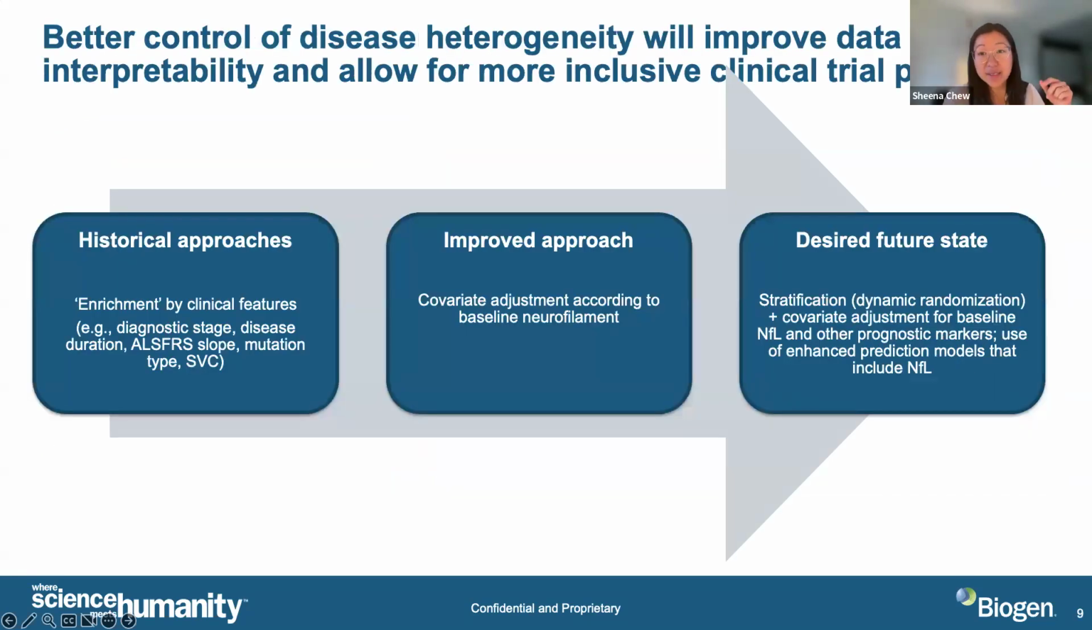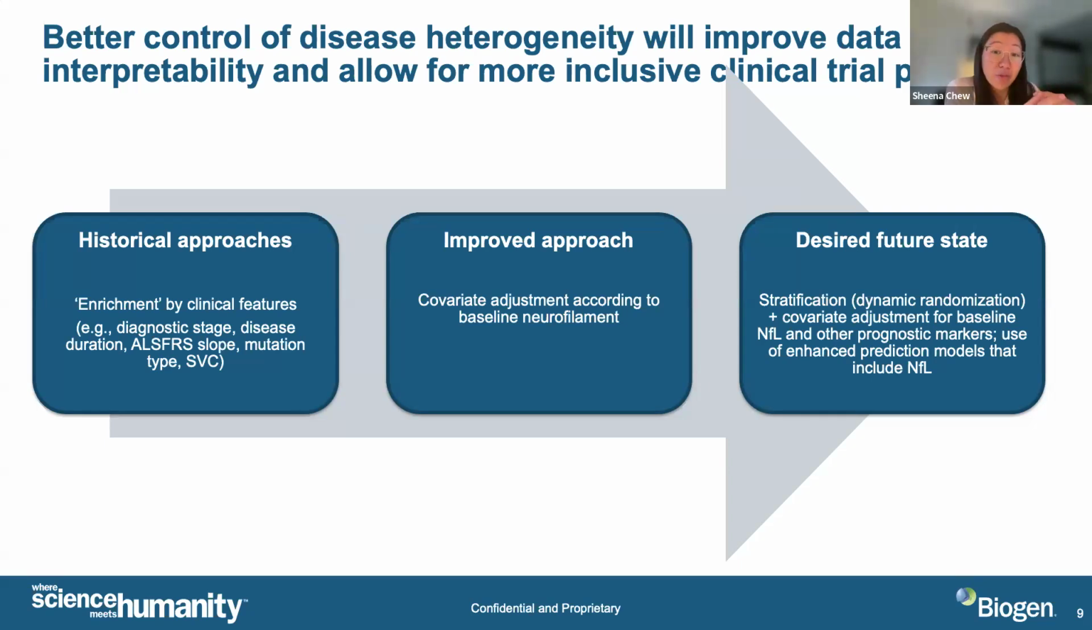Given how heterogeneous ALS is, we've historically used clinical features such as disease duration or pre-randomization ALS-FRS-R slope as inclusion and exclusion criteria, and as covariates in analyses, to first homogenize clinical trial populations and then also to balance treatment groups in the analysis. But what we've seen in the data from our trials is that neurofilament is a stronger prognostic factor than these baseline clinical features, and that's consistent with what's been reported in the literature. So the improved approach that we're moving toward is adding baseline neurofilament as a covariate in the analysis. This has emerged as a critical strategy for balancing treatment groups and interpreting trial results.